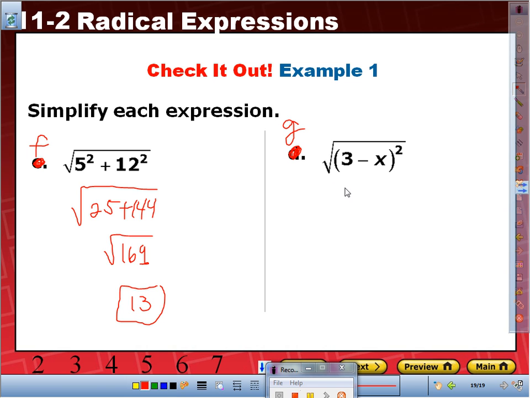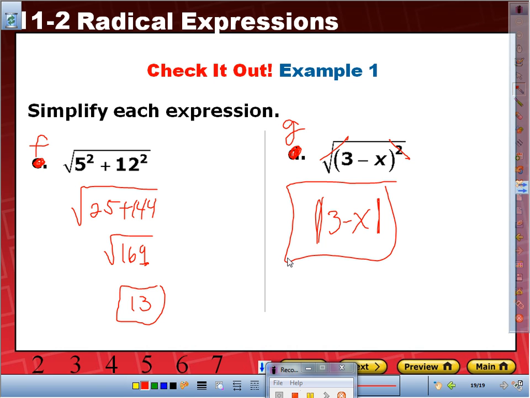Yes? Look at this one. This one, with this cancel, we're left with 3 minus x with the absolute value symbol. Cancel, you got that by yourself? Okay? All right. So far so good, right? Yeah. So that's just simplifying.